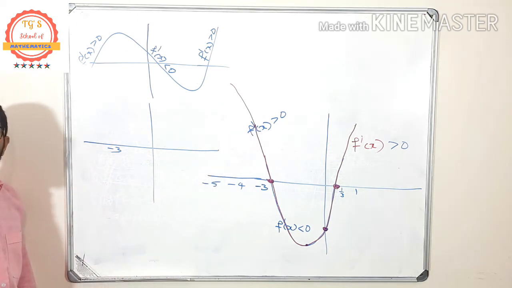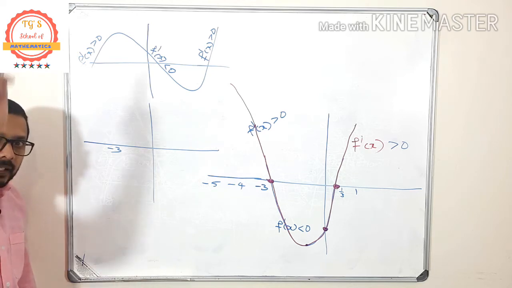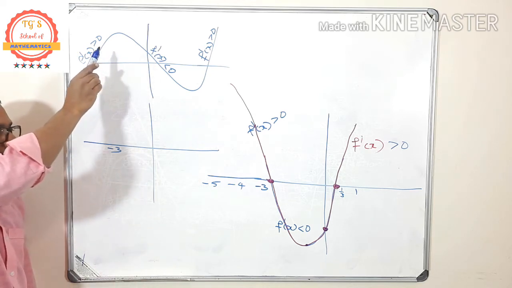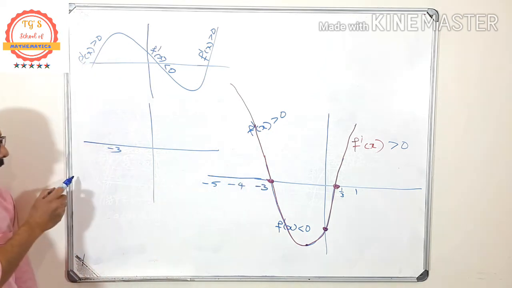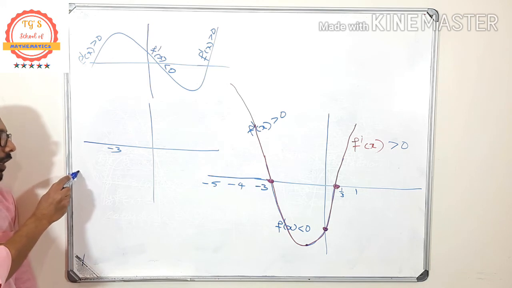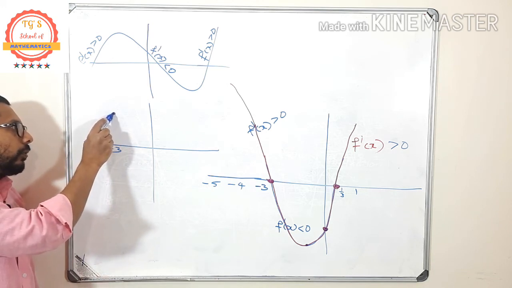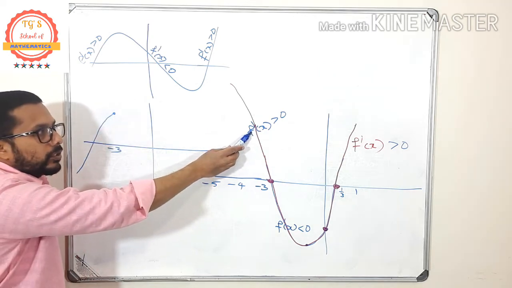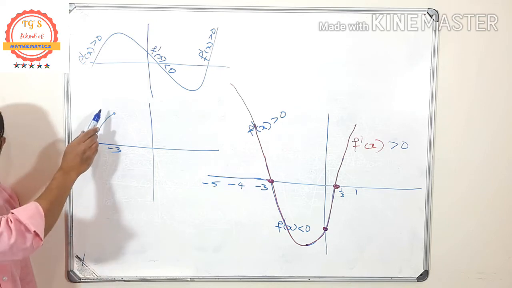When is f dash of x greater than 0? When the original graph is increasing. That is what this one shows. Up to which one? Up to x value minus 3. So it means that up to x value minus 3, the original f dash of x is greater than 0. F dash of x greater than 0 means the original graph is increasing.